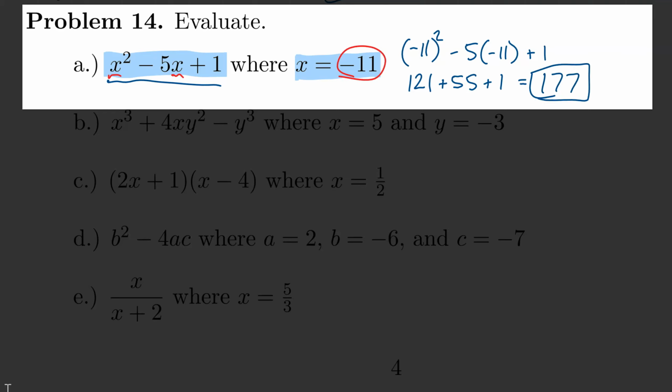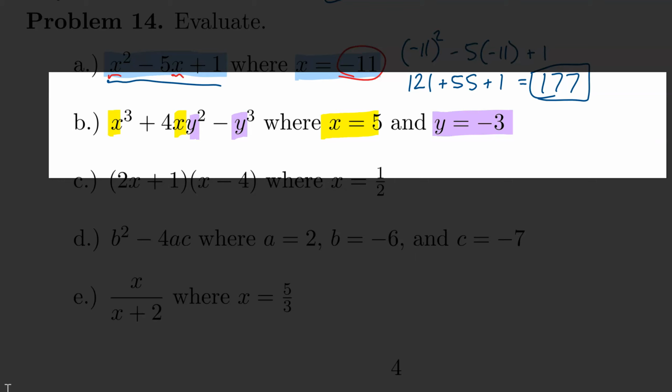In the next example, we have two unknowns. We have x and y, but we're given a value for both of those. Y is negative 3, and x, we want to use the value 5 for that. So this time I'm going to replace each x with a 5. So I get 5 cubed plus 4 times 5. And I'm going to replace each y with a negative 3. So negative 3 squared minus negative 3 cubed.